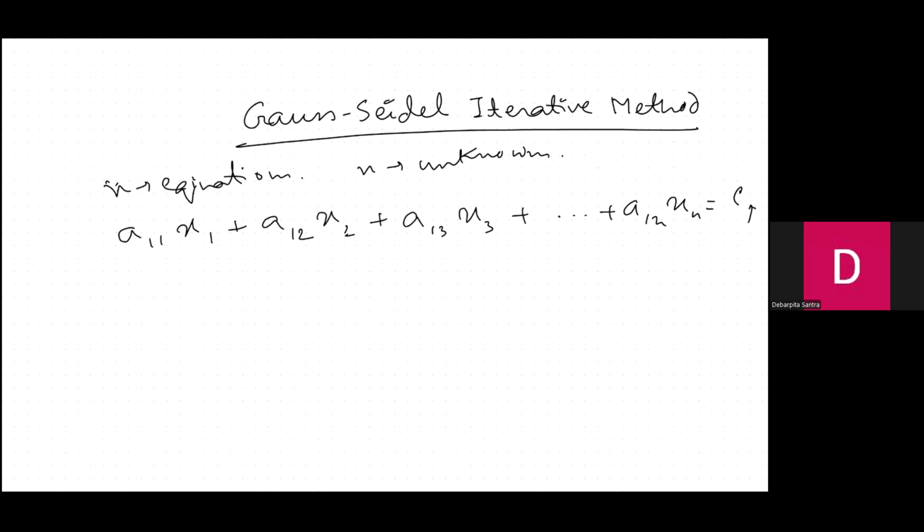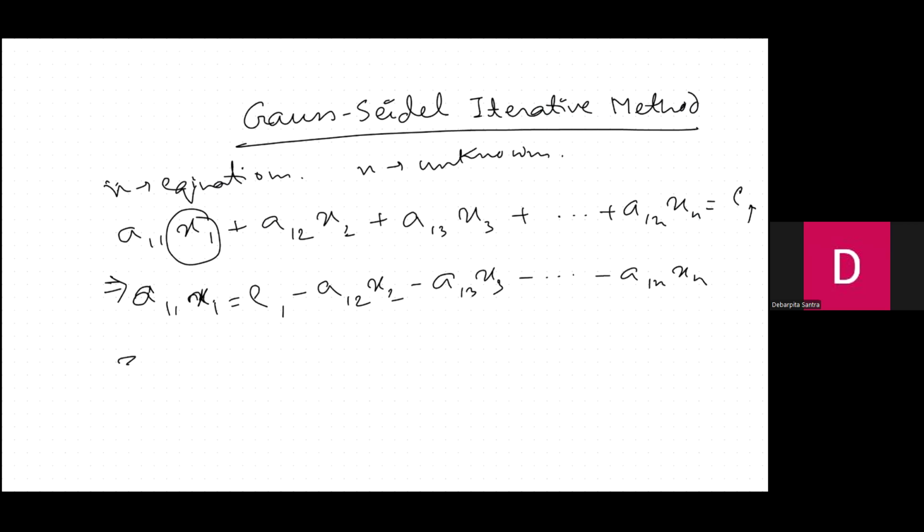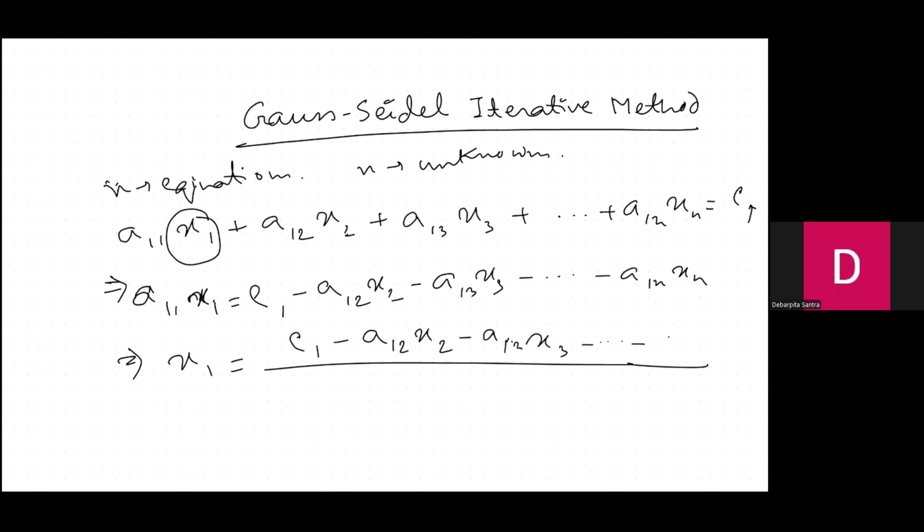From here, if we want to find the value of x1, what will happen? a11x1 is equal to c1 minus a12x2 minus a13x3 minus up to minus a1nxn. So x1 is equal to c1 minus a12x2 minus a13x3 minus up to minus a1nxn, divided by a11. In this way, from equation 1, we can find the value of x1.